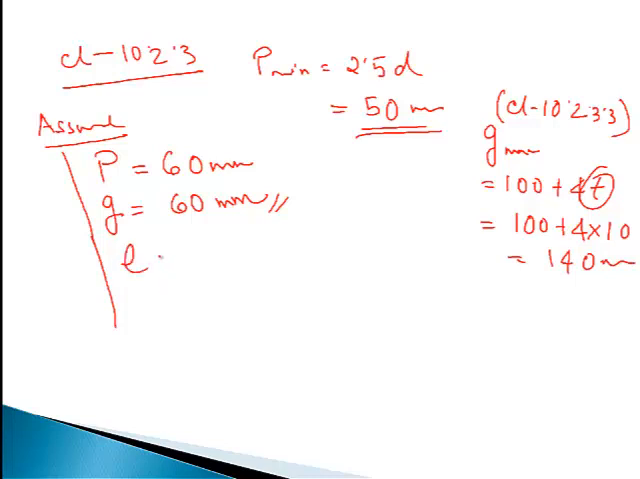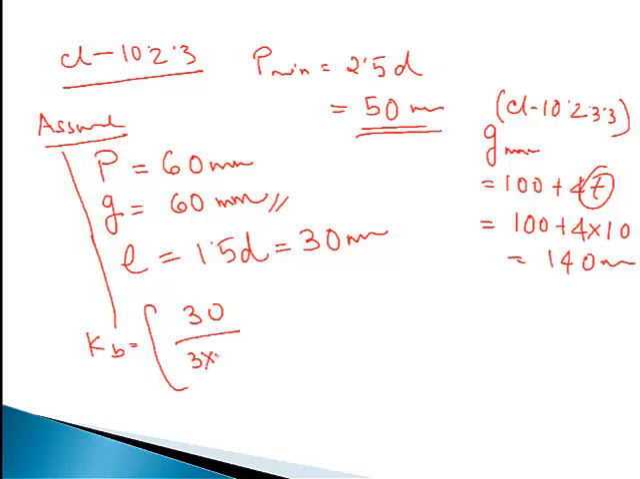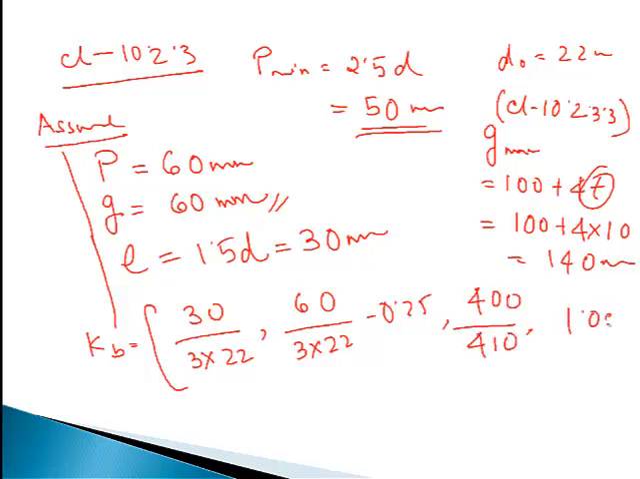Next, what is the end distance? End distance is given as around 1.5 d in the IS code. Okay, so it will be around 1.5 into 20, 30 mm. So I think that will do. So kb is the minimum of e by 3d naught, it's 30 by 3 into d naught. Now what is d naught? It's given as 22 mm. Then p is 60, 3 into 22 minus 0.25. Then fub by fu, 400 by 410, is 1. So this you will get around 0.45, this around 0.659, this 0.975 and 1. So minimum is 0.45. So take kb equal to 0.45.